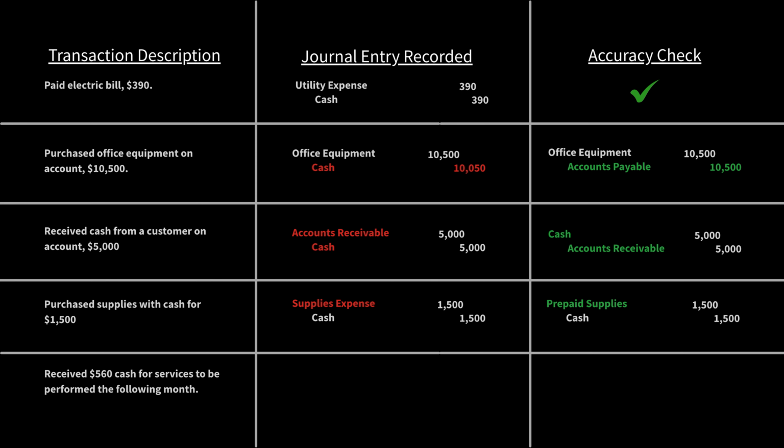Received $560 cash for services to be performed the following month. Cash is debited for $560. Unearned fees income is credited for $560. Go ahead and pause the video, determine whether the entry is right or wrong, and then go ahead and resume.